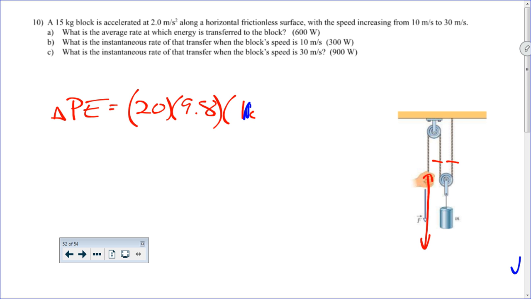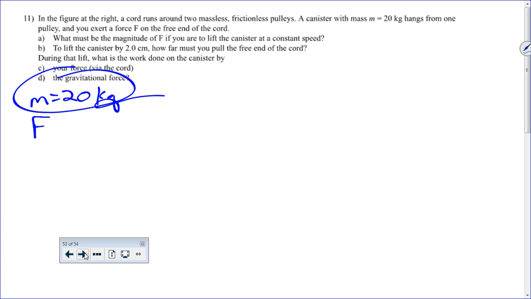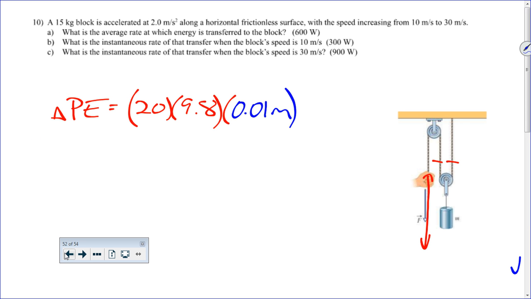Seriously? Stop laughing at me! Mr. Ecker, you're lifting the canister by 2 centimeters, not. Oh, am I reading the problem wrong? Oh, to lift the canister by 2 centimeters. So it's 2 and 4 instead of 1 and 2. Thank you. I heard you say that the first time and I didn't process it.